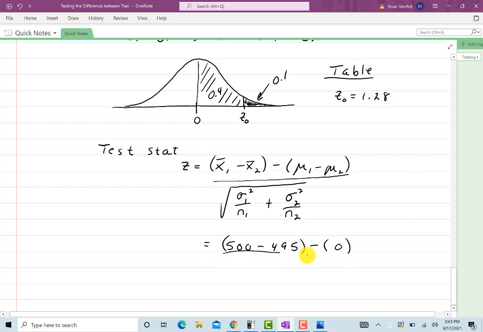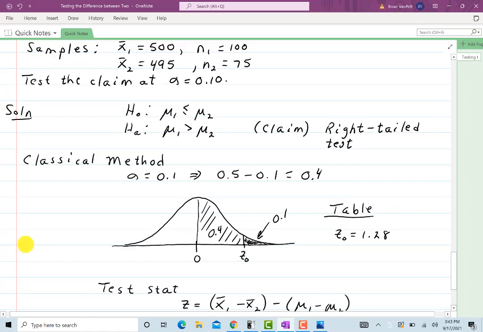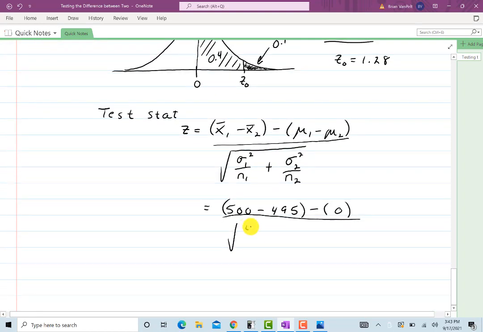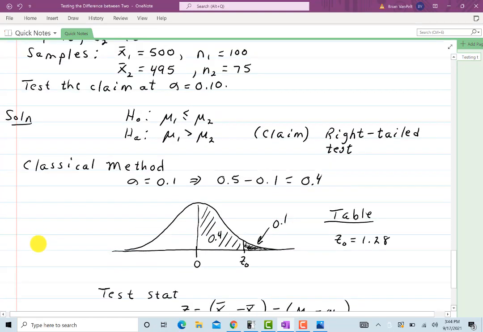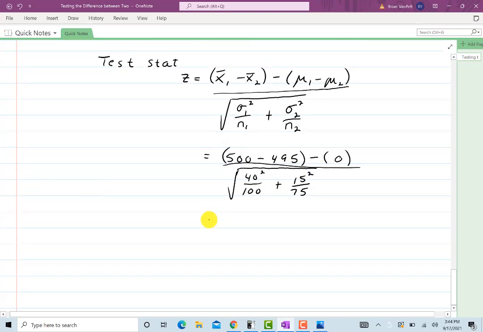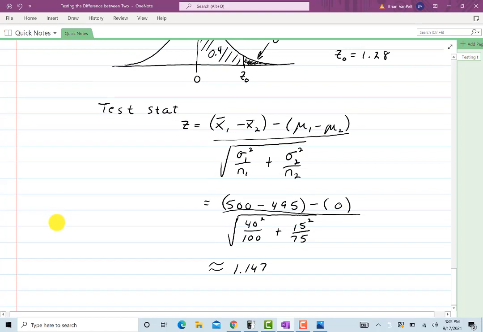Now let's put in our other information. This is why you need sigma1 and sigma2 to be known. Sigma1 is 40 and sigma2 is 15. So we have 40 squared over, my n1 was 100 and n2 was 75. And let's go ahead and calculate it. I get approximately 1.147.